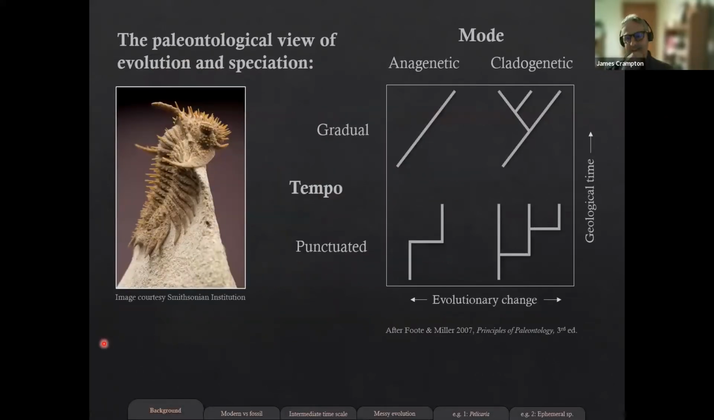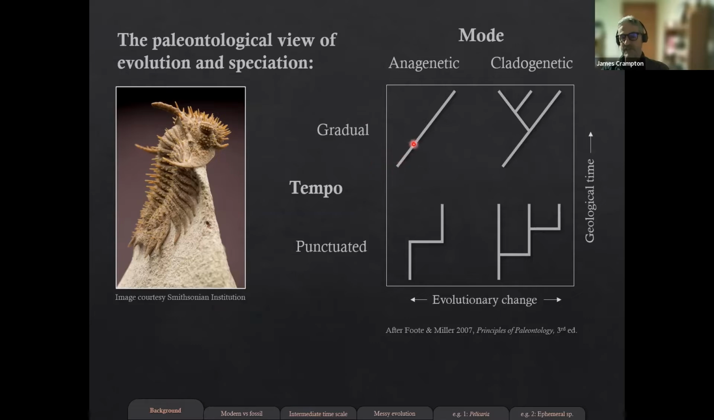This is a classic view of evolution and speciation as paleontologists like to depict it. And that's just a lovely trilobite from the Smithsonian collection, remarkable thing. But anyway, a lot of paleontologists now would classify evolution and speciation like this. On the horizontal is just some measure of evolutionary change. And on the vertical axis, the y-axis, is a measure of time.